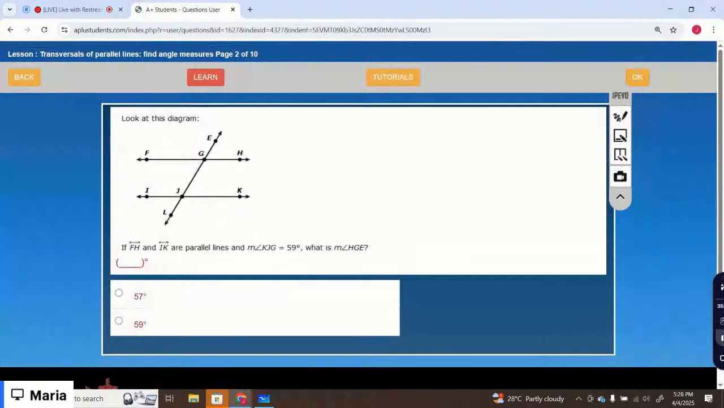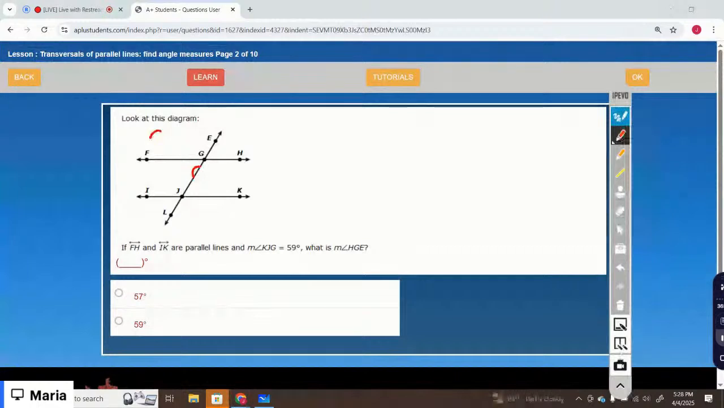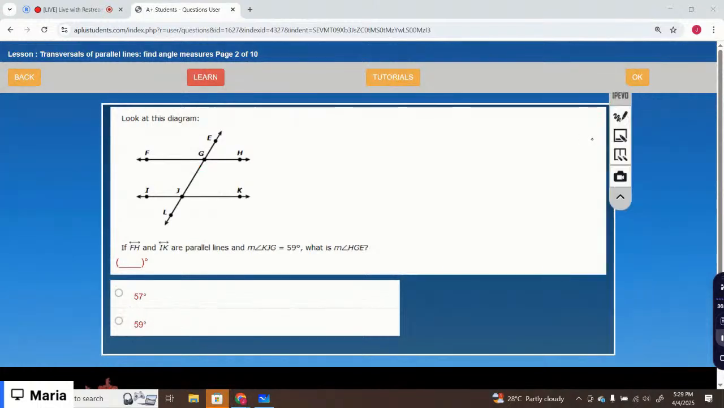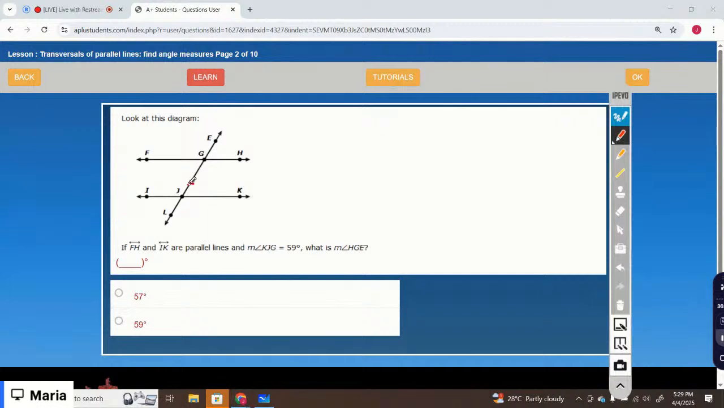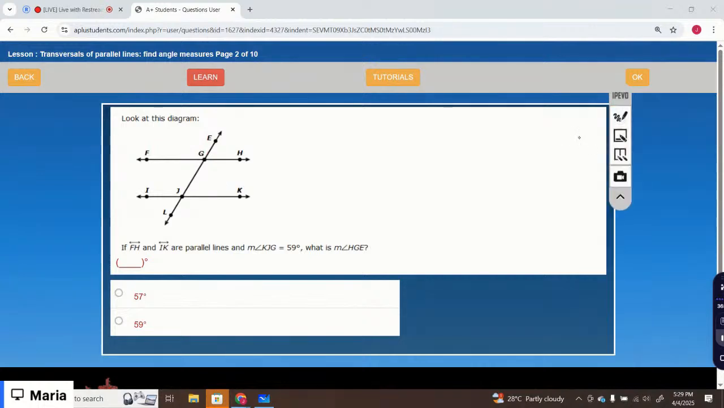Look at the diagram. If FH and JK are parallel lines and the measurement of KJG is 59, what is HGE? KJG is 59 degrees. What is HGE? They are the corresponding angles. So they both have exactly the same measurement, that is 59 degrees. Option number two is the correct option.